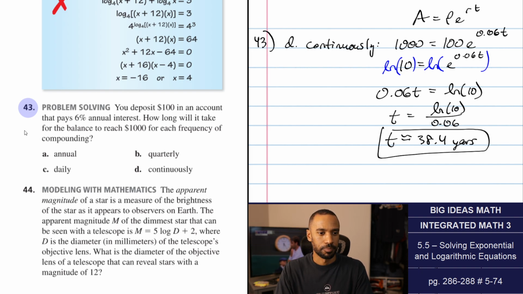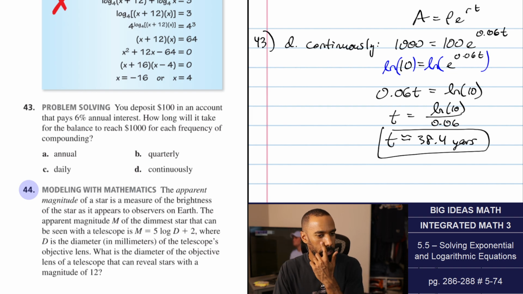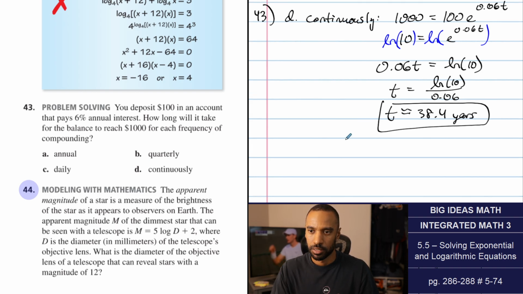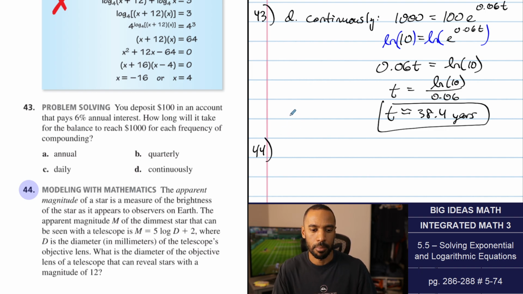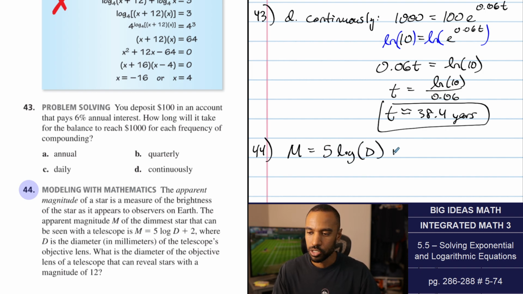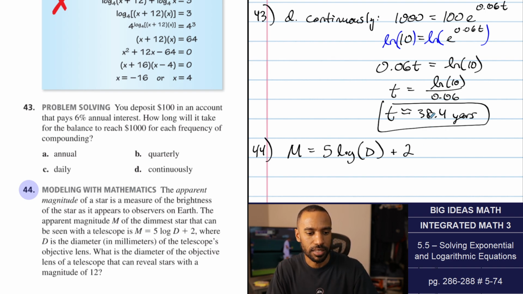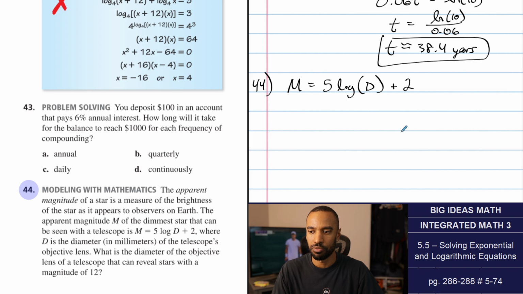All right, number 44. Modeling with mathematics. After this, I think I need a quick break here. Modeling with mathematics. The apparent magnitude of a star is a measure of the brightness of the star as it appears to observers on Earth. The apparent magnitude m of the dimmest star that can be seen with a telescope is m equals 5 times log of d plus 2, where d is the diameter in millimeters of the telescope's objective lens. What is the diameter of the objective lens of a telescope that can reveal stars with a magnitude of 12?